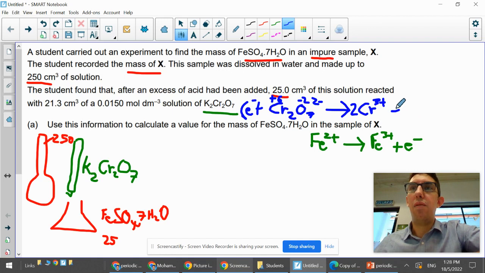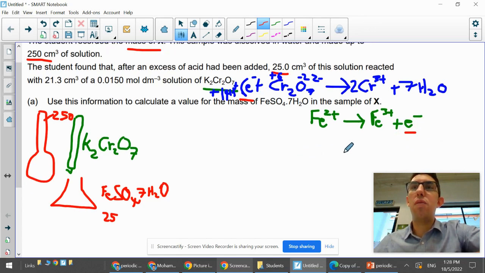Then we just need to balance that with water and whatever, but that's sort of irrelevant. The important thing is we know the electrons, because then we can use that to work out the ratio. So 7 waters, and then we need a lot of hydrogen, so +14H+ to balance the hydrogen in the water. Okay, that looks right. What's important is the fact that it's 6 electrons and that's 1 electron. Because this one is giving up 1 electron and that one's requiring 6, the ratio between these 2 equations is going to be 6:1.